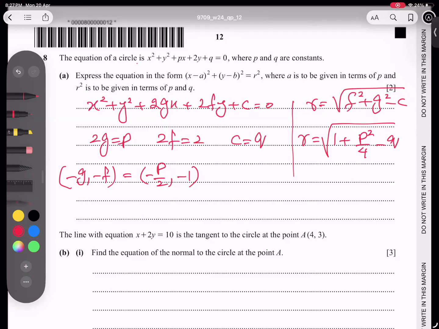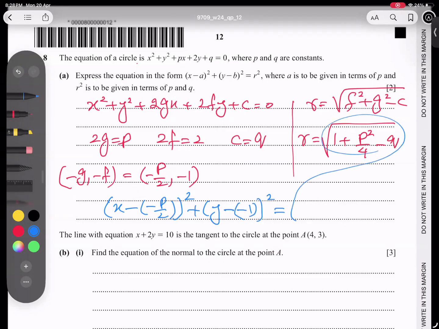But he said he is asking for it in this form. So no problem, I'm writing now. The formula is x minus, and this value coming here, so x minus minus p by 2, whole square. I kept this one, and now I'm writing the y coordinate. What is the formula? y minus minus 1, whole square, equal to r square.